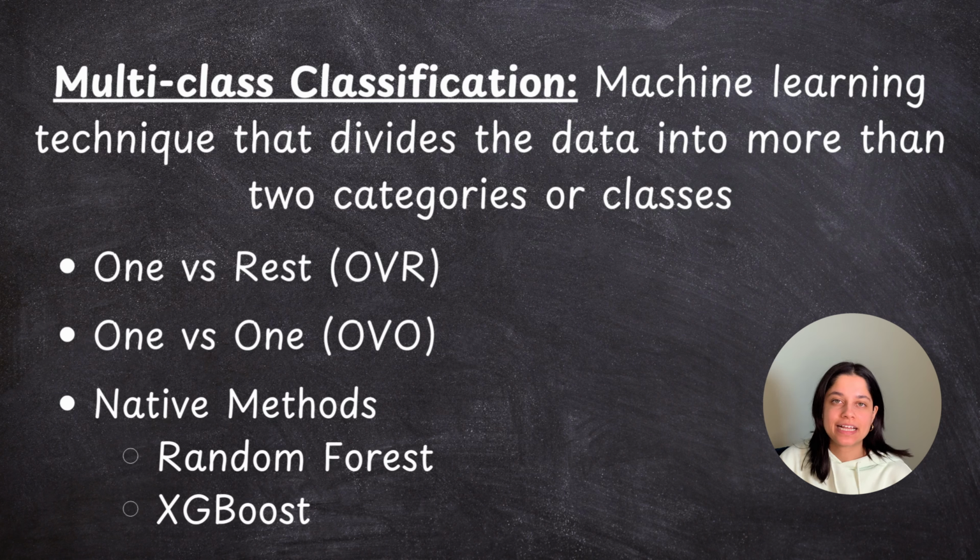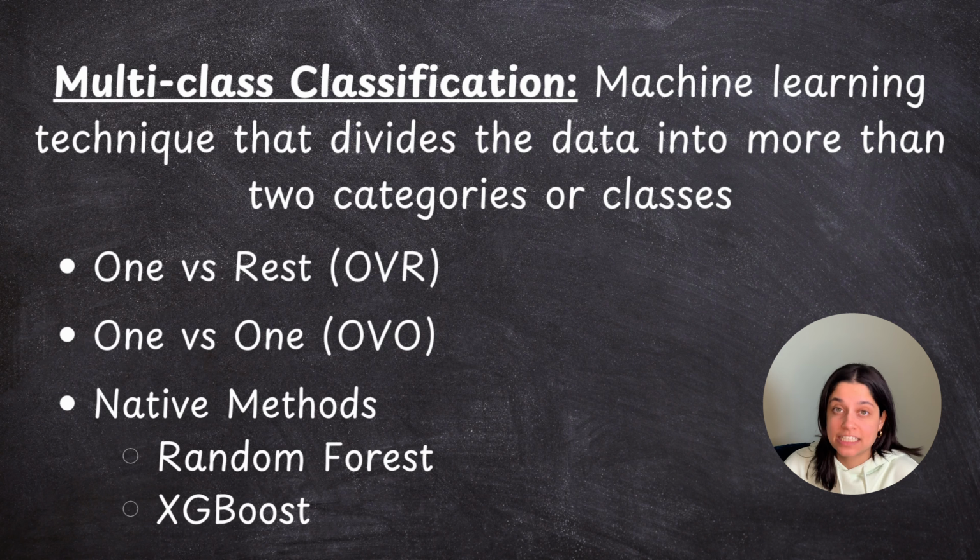Now that we know what multi-class classification is, let's briefly go over how the Random Forest classifier works. But to do that, let's first quickly review what a decision tree model is. Decision trees are a model that use a series of questions or statements to classify an observation.